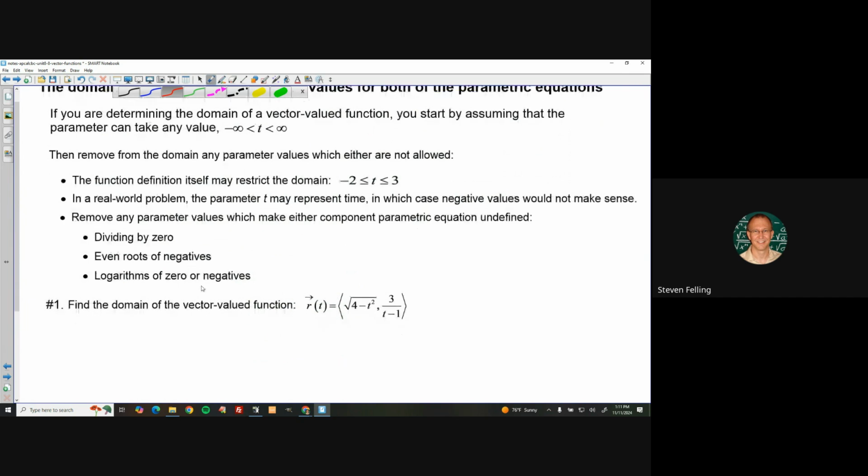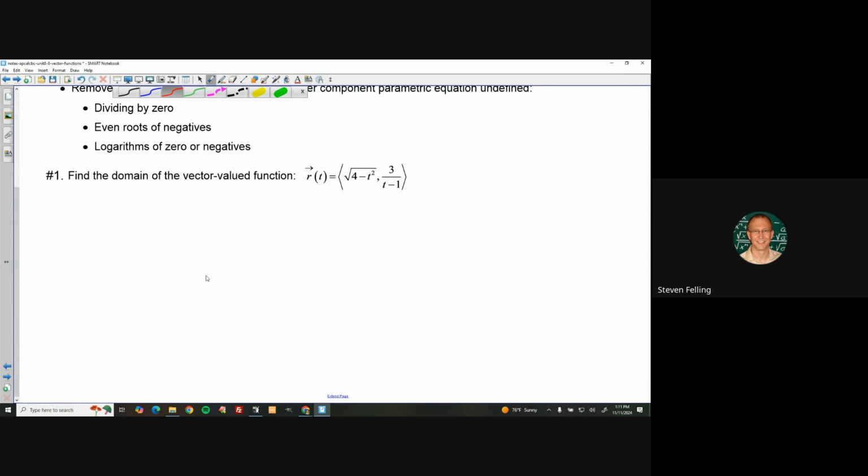So let's say we want to find the domain of this vector valued function. So we start by assuming that everything is okay from negative infinity to infinity. There's no definition that tells me what the domain is, so I'm assuming that. Nothing restricts the domain in any way in the definition. This isn't a real-world problem. But I do know that I need to avoid some things here.